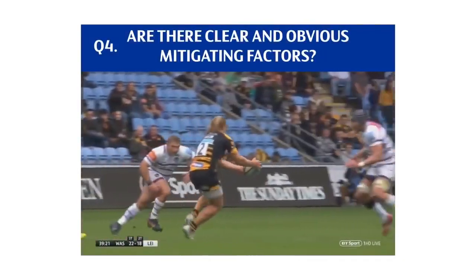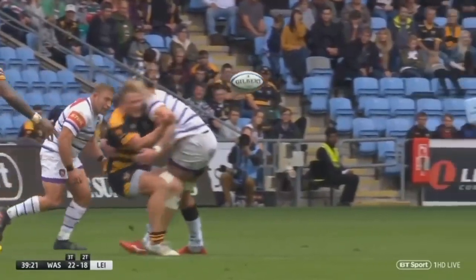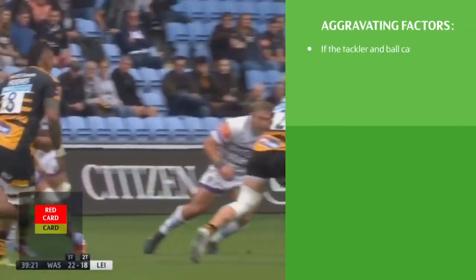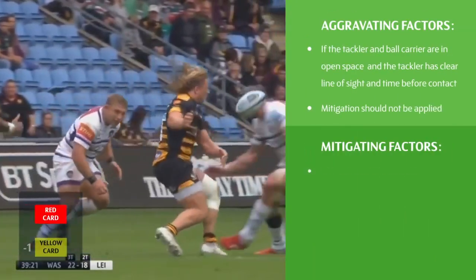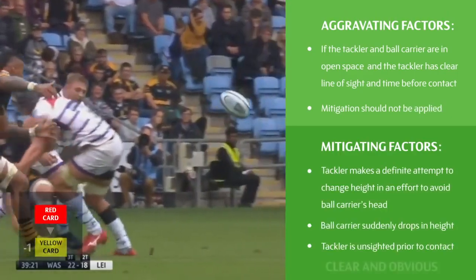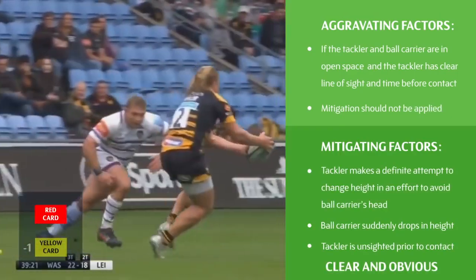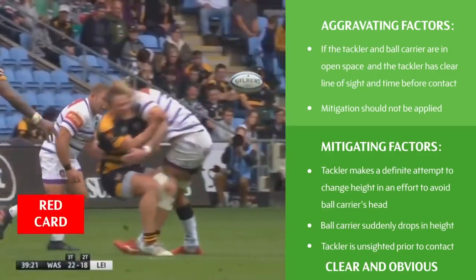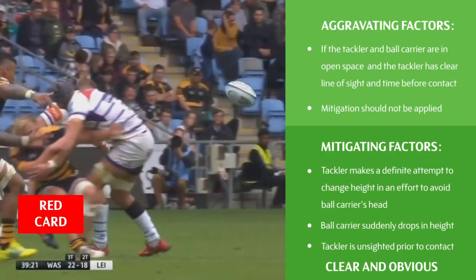Once their initial decisions have been made, the match officials must then ask whether there are clear and obvious aggravating or mitigating factors. In this example, there are no clear or obvious mitigating factors. Therefore, the initial decision of a red card remains.